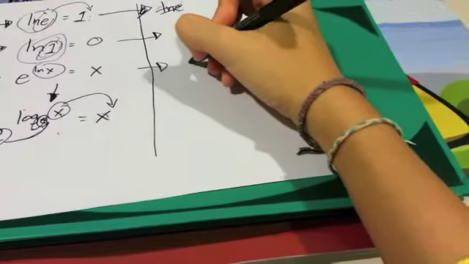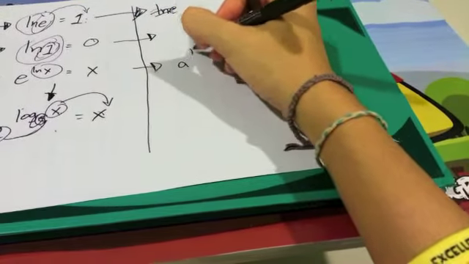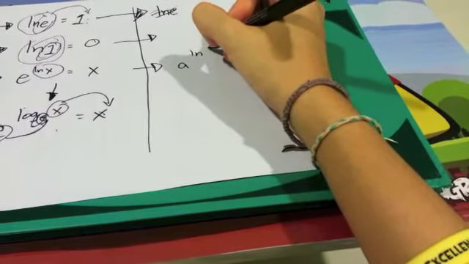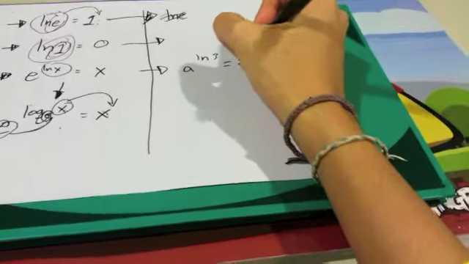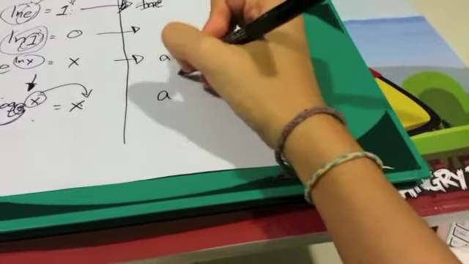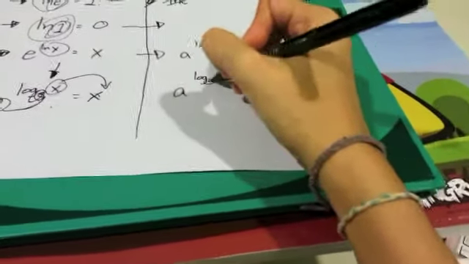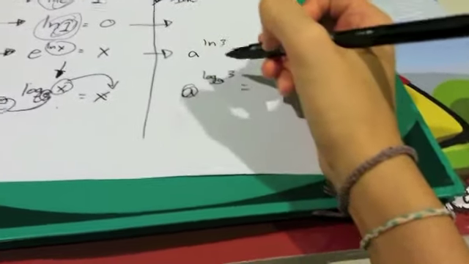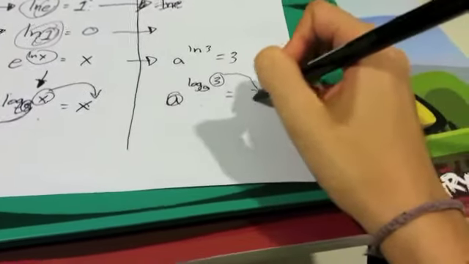Example, a to the power of ln 3 is equal to, of course, 3. This is because of log base a of 3. So if this and this are equal, the answer will obviously be this, 3. Yeah, that's it.